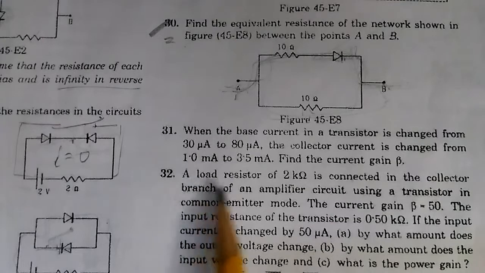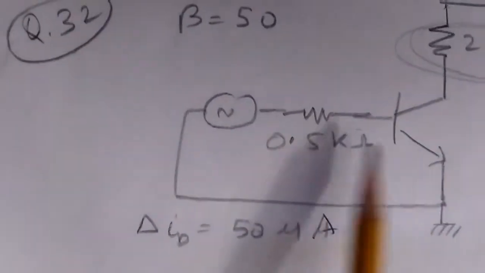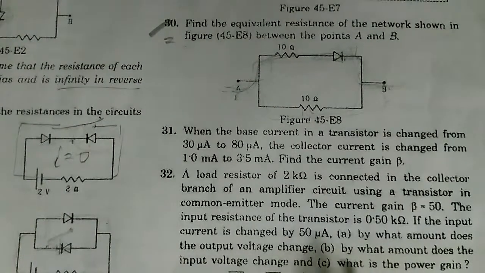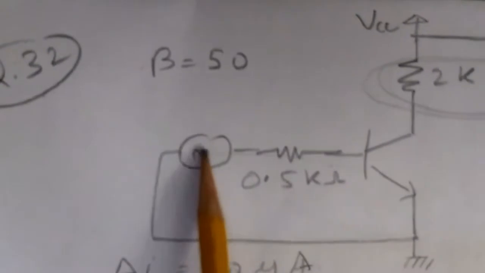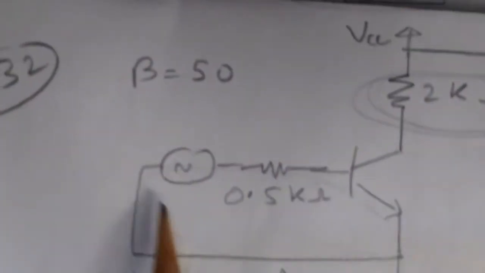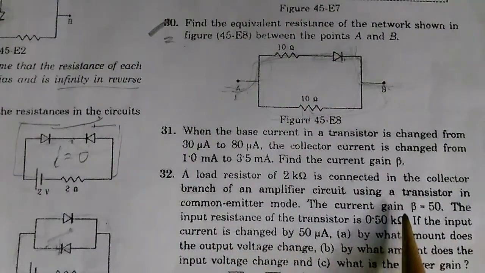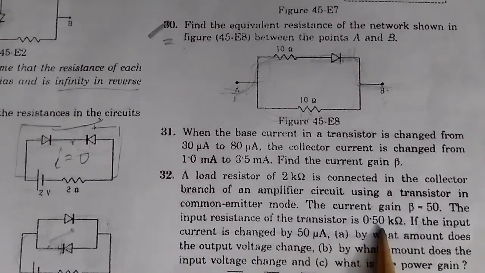The load resistor of 2 kilo ohm is connected to the collector branch of the amplifier circuit using a transistor in the common emitter mode. In the common emitter mode, the base and the emitter are common. If the input current is changed by 50 microampere, the current gain is 50. The input resistance of the transistor is 0.5 kilo ohm.